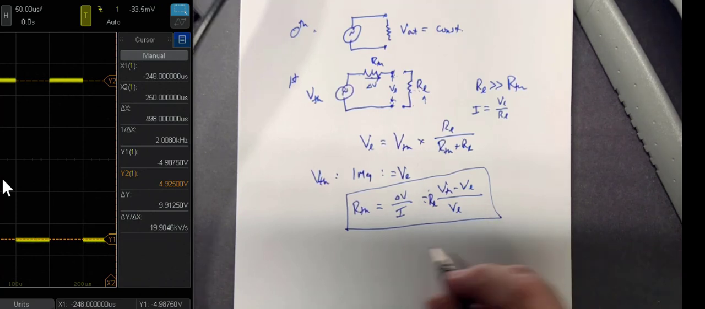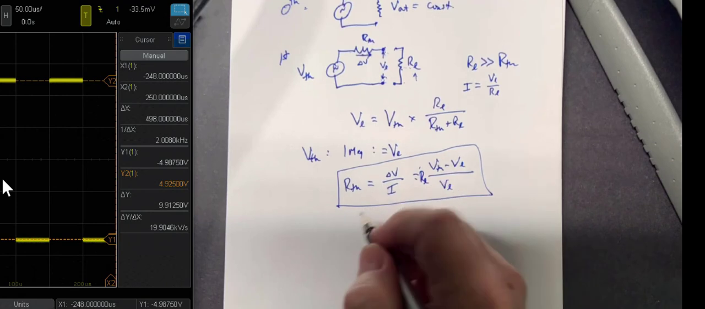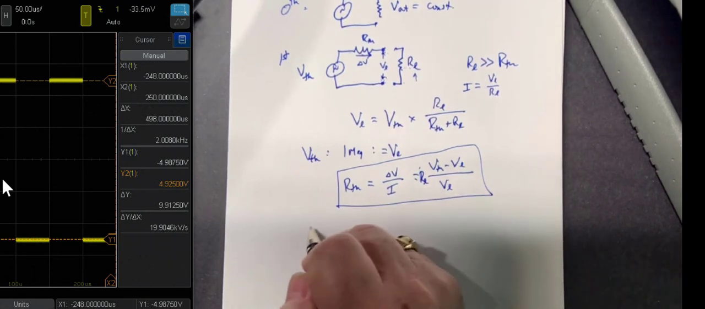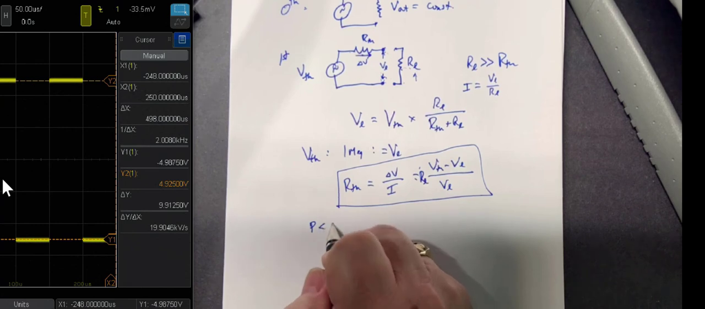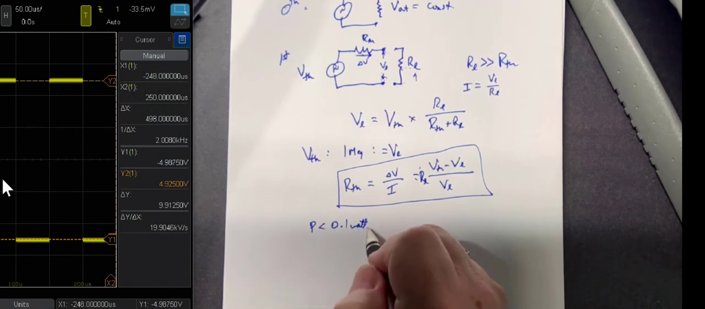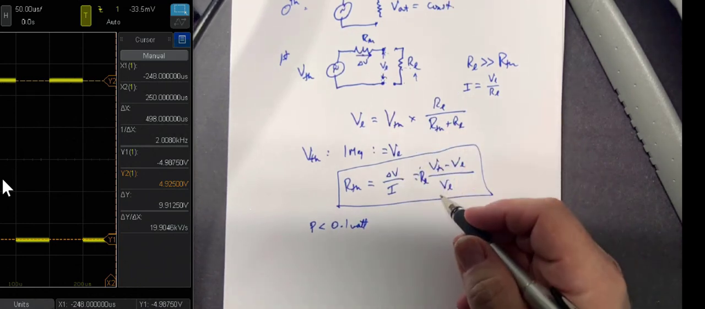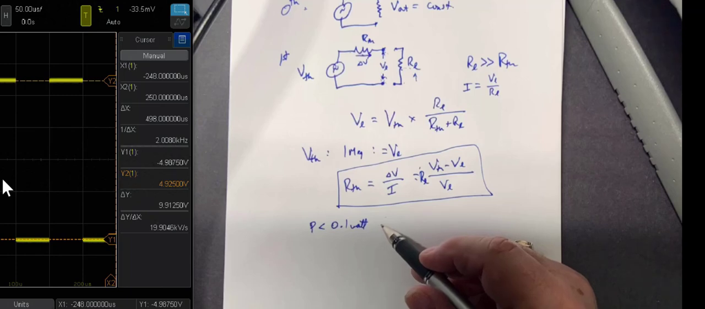Well, what load resistor should we use? Well, as a rough guess, as a starting place, we'd like to keep the power consumption in that resistor less than maybe about 0.1 watts. If it's more than that, it's going to get warmer and maybe even hotter, and so this will be a safe value of power consumption.